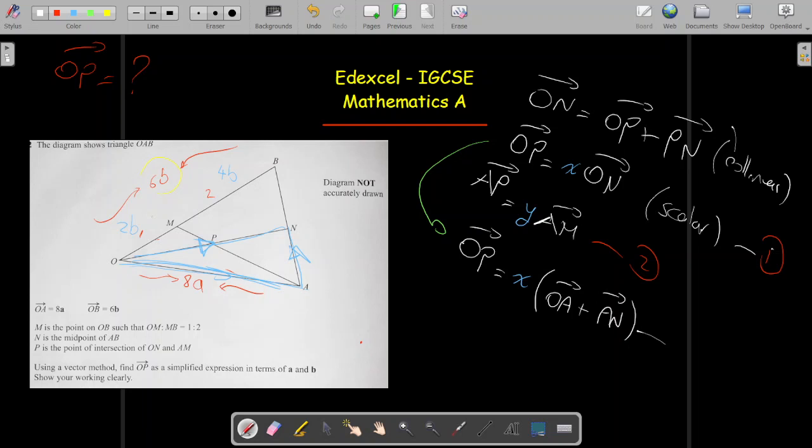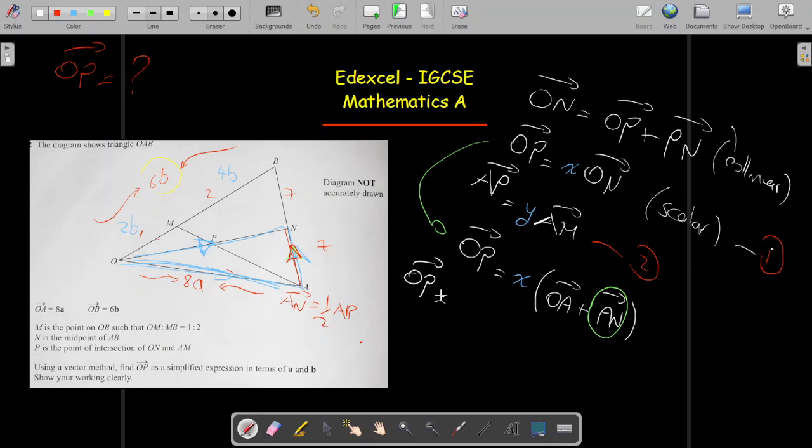Now this is part of how you can solve this problem. Again, I'm going to do something about the AN here. When you look at the AN, I remember what it's representing. If you remember from the previous part, N is the midpoint, so the length of AN is equal to NB. So basically, the AN vector could be described as half of AB. Clear?